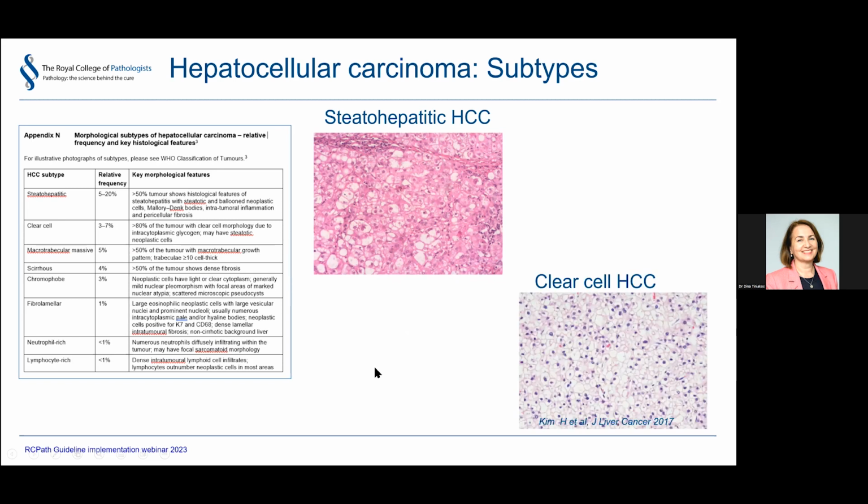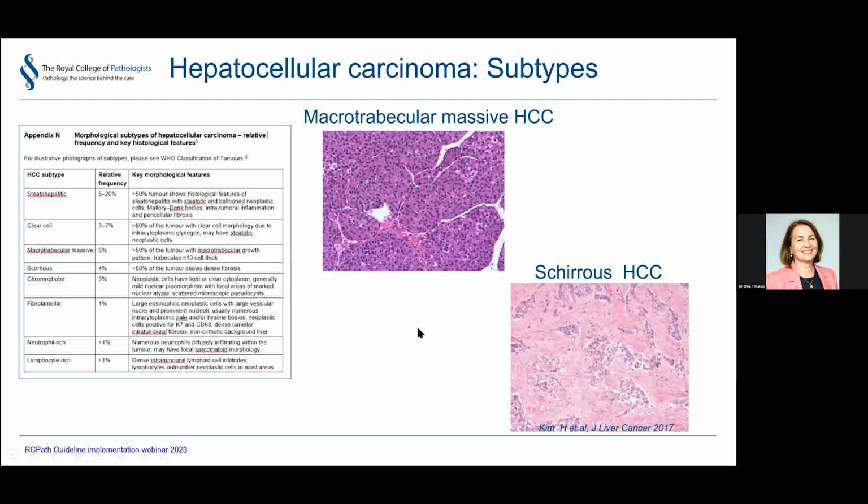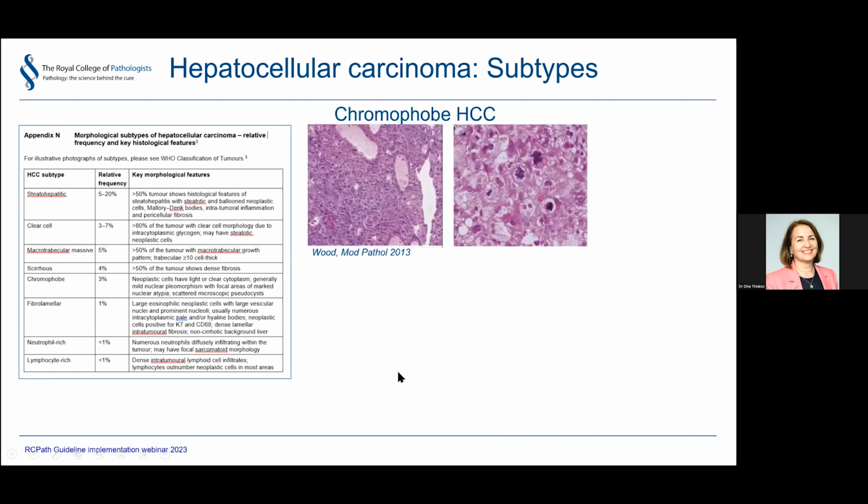Clear cell hepatocellular carcinoma has better prognosis than hepatocellular carcinoma NOS, and we need to have a clear cell morphology in more than 80% of the tumor. The macrotrabecular massive, where the trabeculae are increased in thickness to more than 10 cells. The scirrhous hepatocellular carcinoma, where there is a dense hyalinized fibrous tissue, and these tumors, when they are large, behave worse compared to NOS HCC. The rare variant of chromophobe hepatocellular carcinoma with pseudocysts and sudden anaplasia also is related with certain molecular changes.